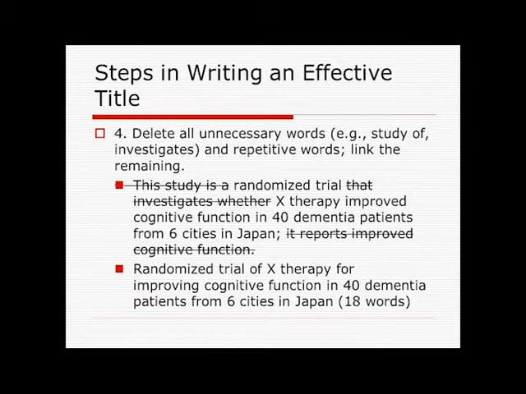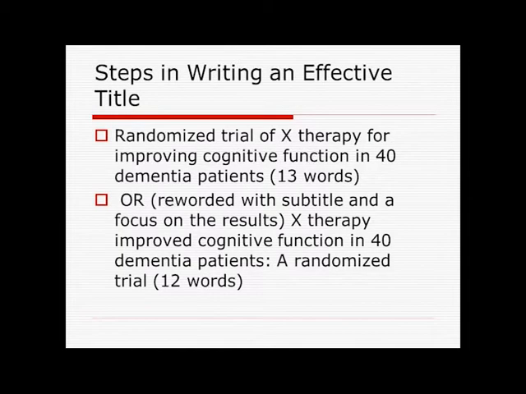So again, this study investigated whether, we can take all those words out, and then we link all the words that are left together. So randomized trial of X therapy for improving cognitive function in 40 dementia patients from 6 cities in Japan. 18 words, 10 words were gone, way better, but still a little bit too long, right? So then we work with it. We work with our title and try to, again, cut down till we get a really good title.